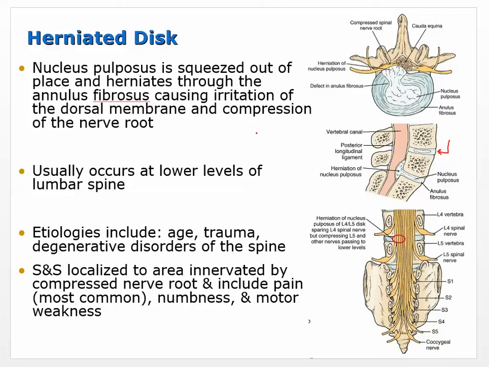So it usually occurs, like I said, down in the lumbar spine. And the causes tend to be age, trauma, degeneration of the spine. So any of these things can lead to this herniation, this movement out of this pulp that's supposed to be inside. Signs and symptoms are localized to the area innervated by the compressed nerve root. So that nerve root is moving out, and it's going to innervate a region of the lower extremities if we're talking about the lumbar. So numbness and motor weakness can all happen.